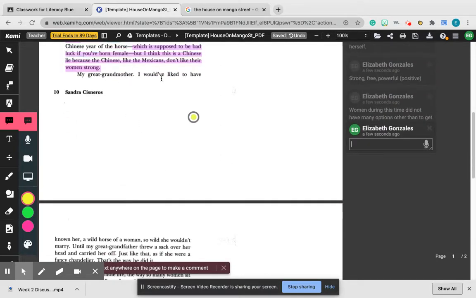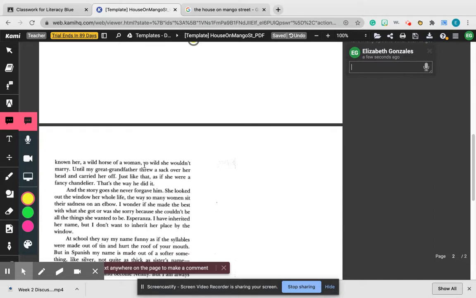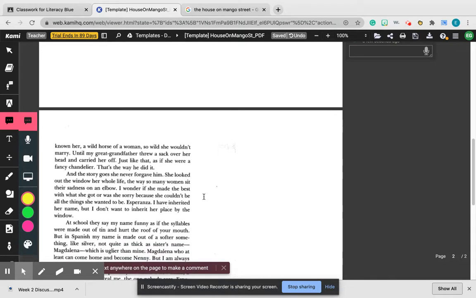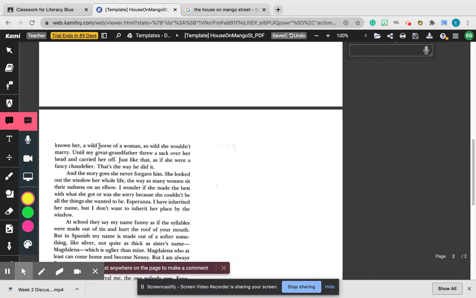My great-grandmother. I would have liked to have known her, a wild horse of a woman, so wild she wouldn't marry, until my great-grandfather threw his sack over her head and carried her off. Just like that, as if she were a fancy chandelier. That's the way he did it.